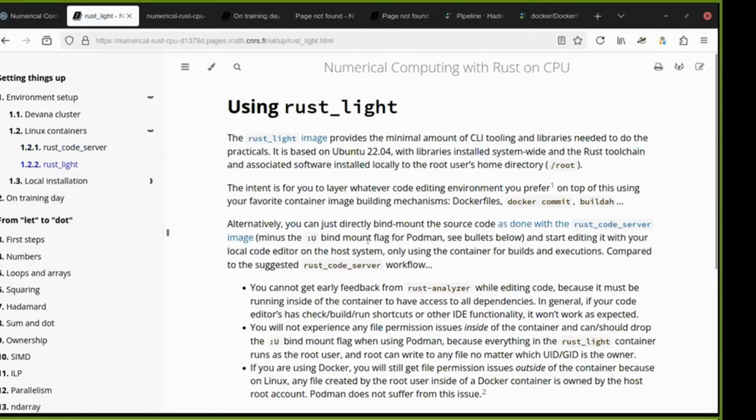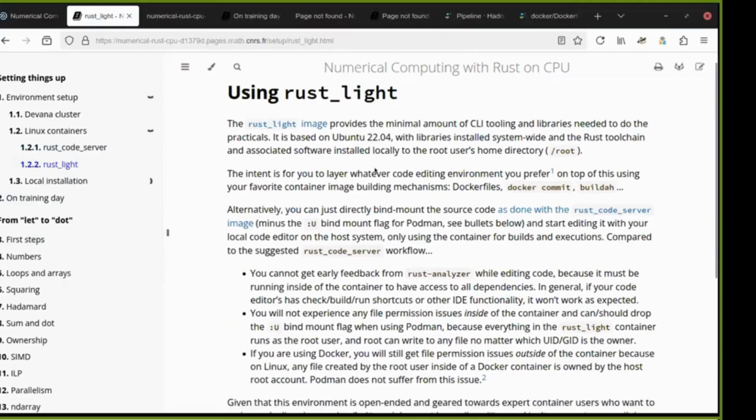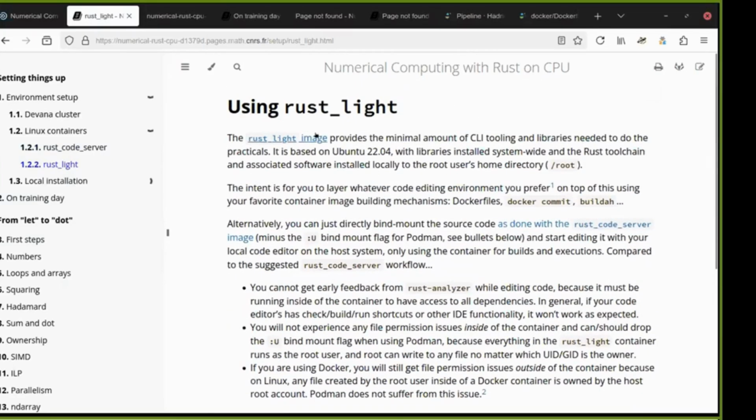I also provide a lighter weight container where there is only a development environment and no text editor. This is intended for people who want to use their own text editor, like, you know, they like Emacs, they like Vim, I don't judge. And then what you can do is start from this lighter weight container and install what you need on top of it. This, I think, should be a better path for those people who wanted to use dev containers in VS Code.